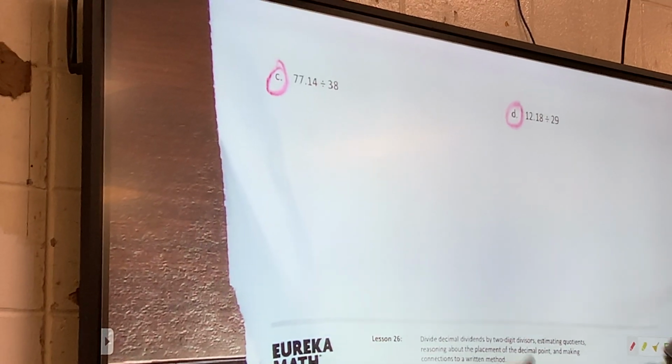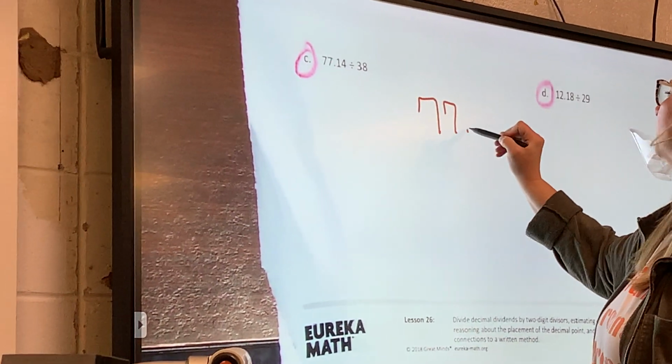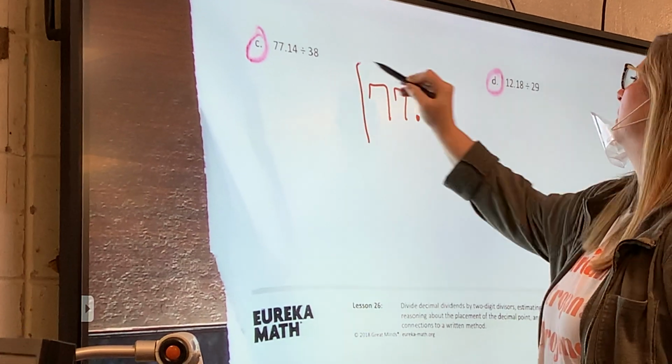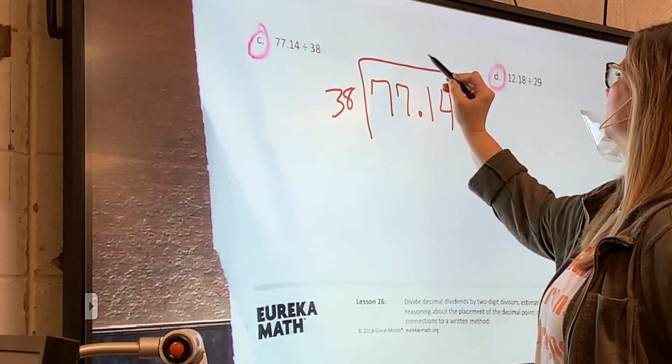Okay, let's look at C. Christopher, you're absolutely right. This one is a tricky one. All right, so I'm going to set it up. And what's my first step, guys? Bring the decimal up. So this decimal's coming up.